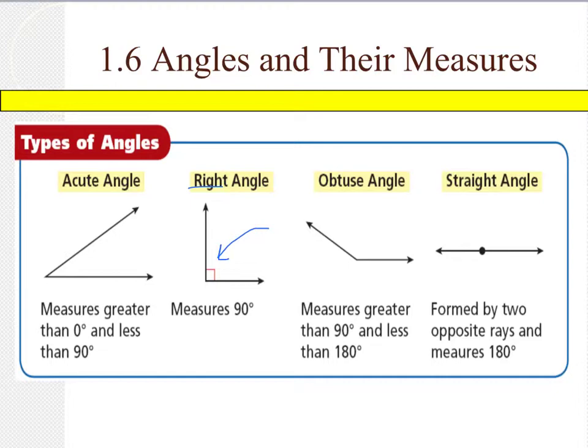Obtuse. An obtuse angle is greater than 90 degrees, so 90.1, 90.01, those are greater than 90 degrees. Those are obtuse angles, all the way to less than 180 degrees. If at any point an obtuse angle turns 180 degrees, it is no longer an obtuse angle. It turns into a straight angle, basically being opposite rays going from left to right. All right? It always measures, there's supposed to be an S in there, measures 180 degrees.